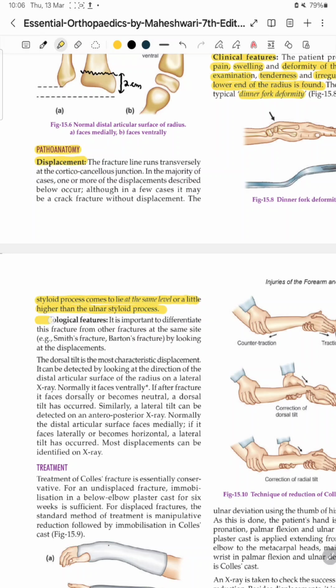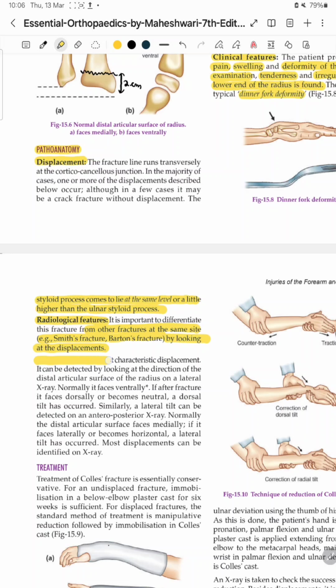Next, we have the radiological features. Radiological investigation helps us to differentiate Colles fracture from other fractures at the same site, like the Smith fracture, Barton fracture, and other fall on the outstretched hand injuries, by looking at the displacement.